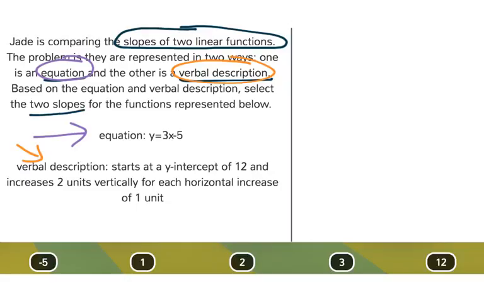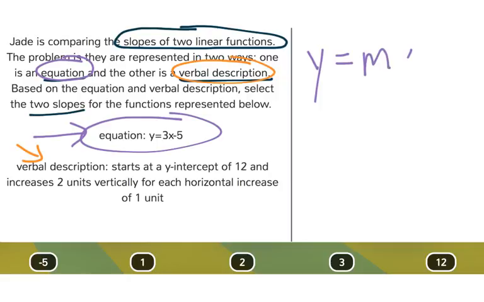So we're looking for two different slopes, right? One for each. Let's figure out which ones would fit the best. All right, so let's start with that equation. Remember, for an equation, we have standard form, which is y equals mx plus b. And since we're looking for the slopes, the m in standard form is the slope. The b is the constant, that's the y-intercept. We don't really care about that right now.